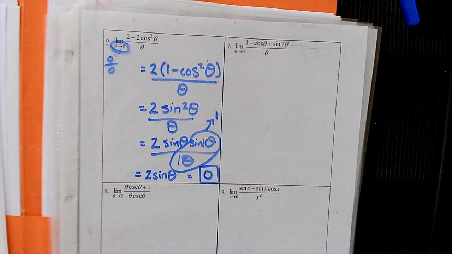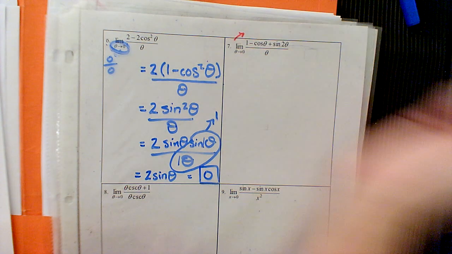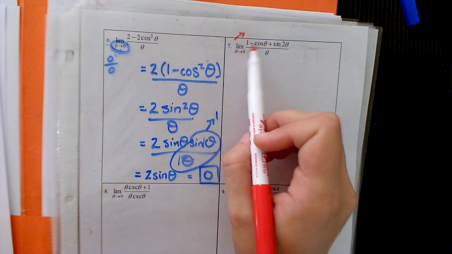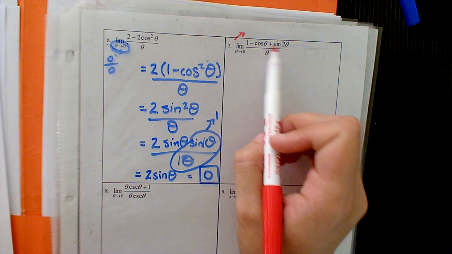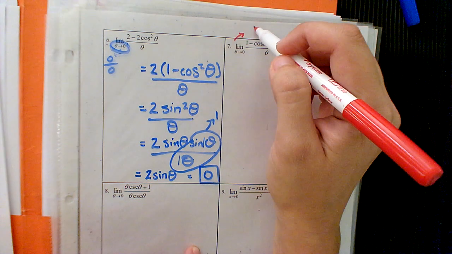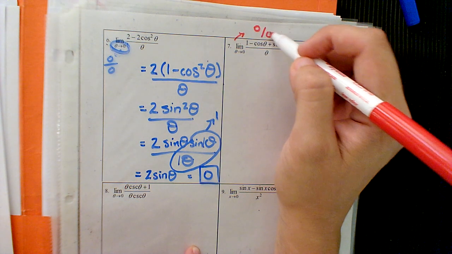All right, let's check out 7. What do I always try first? Plug it in. All right, cosine of 0 is 1. So 1 minus 1 is 0, and then we got to add sine of 0, which is still 0. So unfortunately, we get 0 over 0.